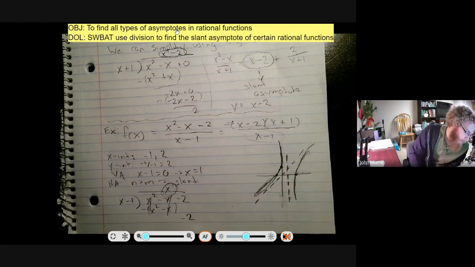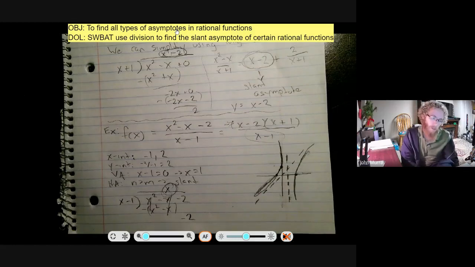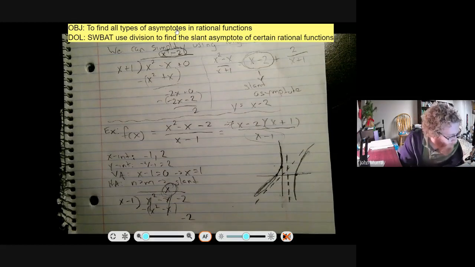Any questions about that? All right, so how do we feel about rational functions? Overall okay? Are we confused on some parts? You want me to go back?